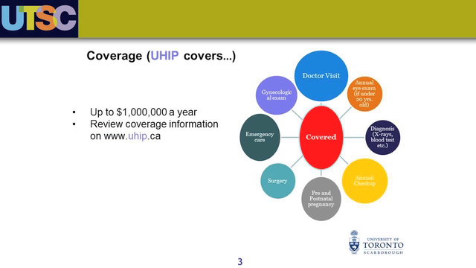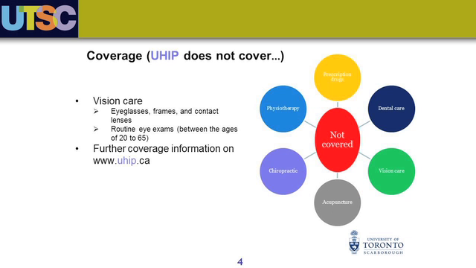So coverage: UHIP pays up to $1 million a year. So UHIP covers doctor visits, surgery, emergency care, along with many other things. Again, the slide only has a brief introduction of the coverage. So if you want full information on coverage, you might want to visit www.uhip.ca.